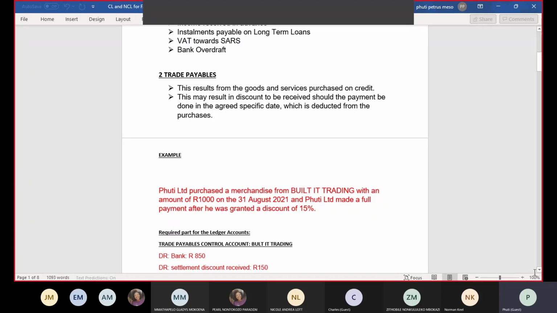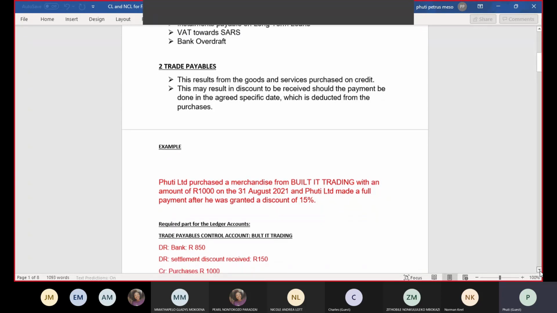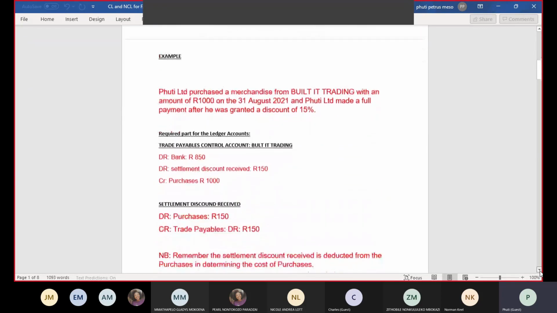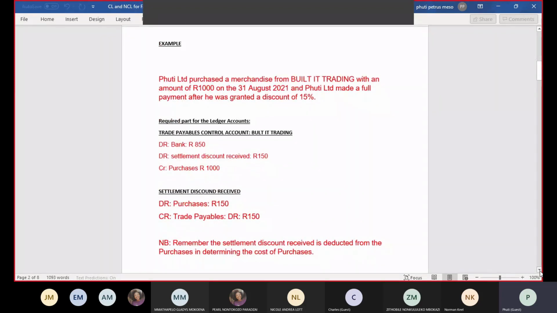Okay, I've developed a little bit of an example here. It says that Pooty Limited purchased merchandise from Belted Trading with an amount of 1,000 Rand at the end of August. And Pooty Limited made a full payment after being granted a discount of 15%. So basically, you can see that this is a trade and other payables control account, meaning that it's not a non-current liability. Required: part for the ledger.